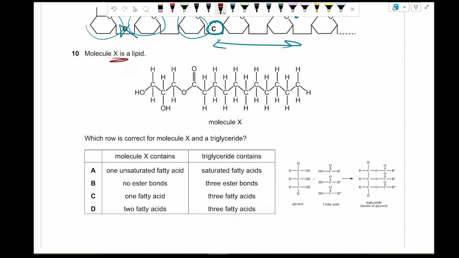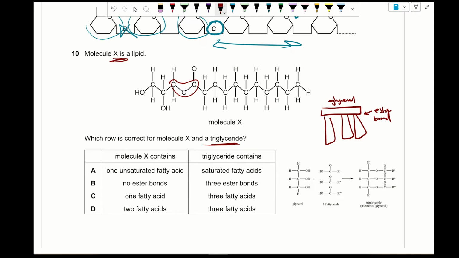Question number 10. Molecule X is a lipid. Which row is correct for molecule X and a triglyceride? So a triglyceride is formed of glycerol attached to 3 fatty acids by an ester bond. Now, molecule X, we can clearly see here an ester bond. Therefore, this must be formed from an alcohol and a carboxylic acid.